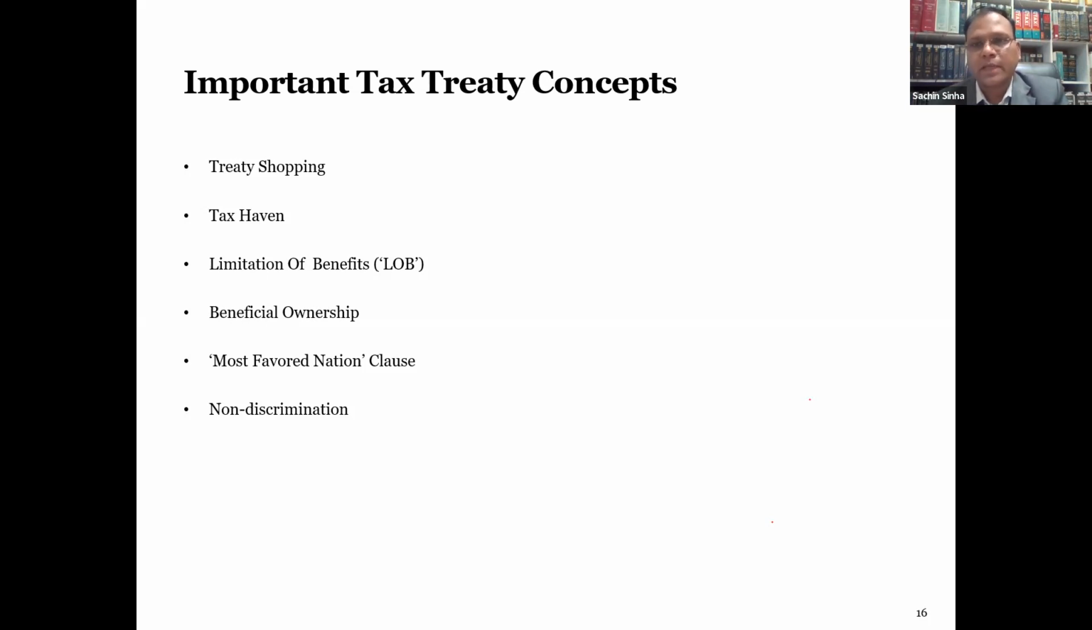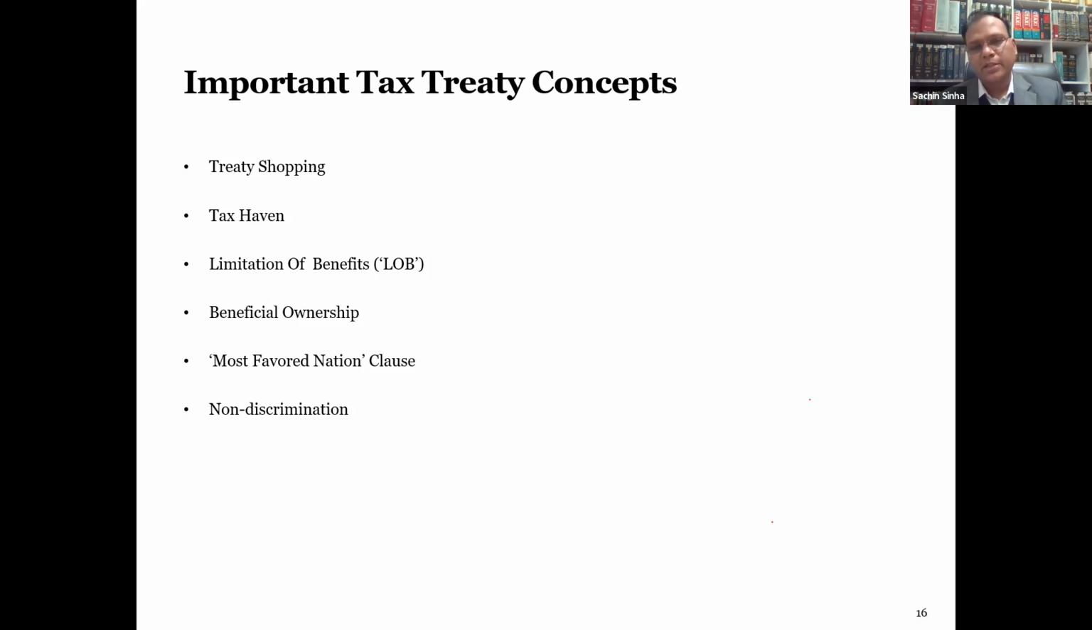If not, what is the tax rate? Determine the tax rate as per the domestic law, and then go to see whether the DTAA is available or not. Go to Section 90, where sub-section 2 says whichever is the beneficial provision applies.